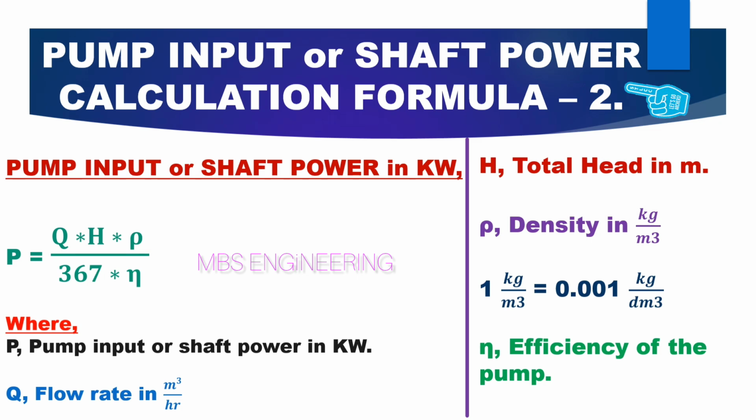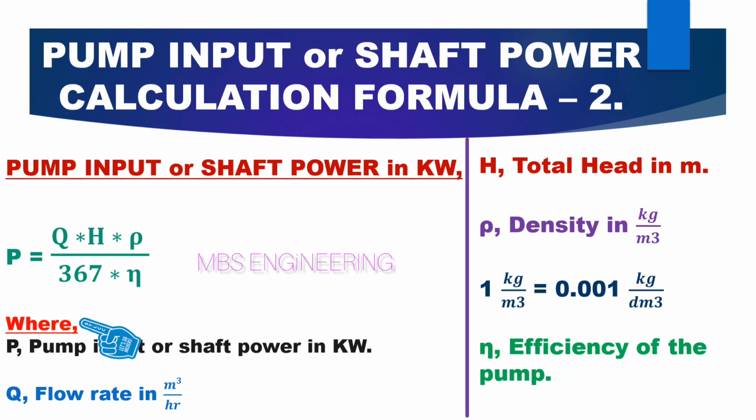Next, we will learn the second formula for pump input power or shaft power calculation. Next, the formula for pump input power or shaft power calculation in kilowatts. P is equal to Q into H into rho, and the obtained value is divided by 367 into eta.